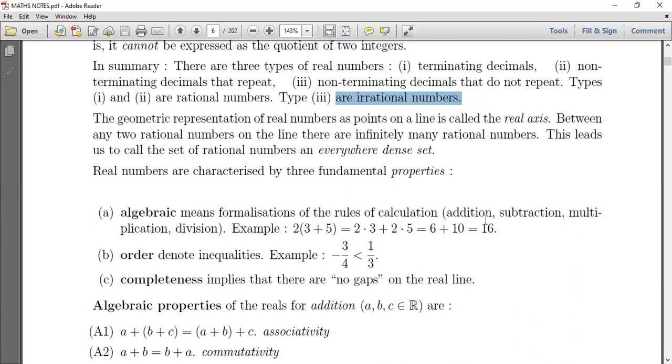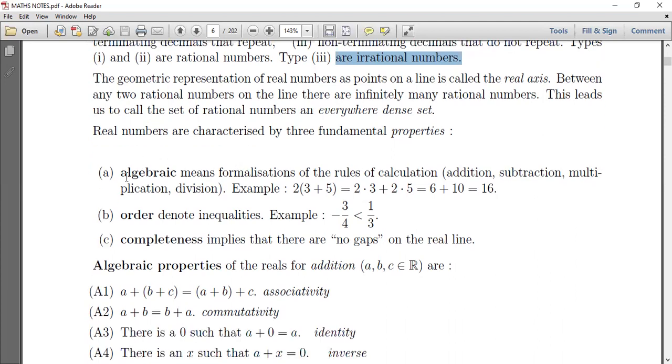Real numbers are characterized by three fundamental properties. Okay. So these are the properties now of real numbers. We are now considering all real numbers. And the opposite, if a number is not a real number, it is called a complex number or an imaginary number. Okay. In real numbers, there are natural numbers and integers, which are all subsets of that. I will explain that later on. Okay, so these are the properties of real numbers.